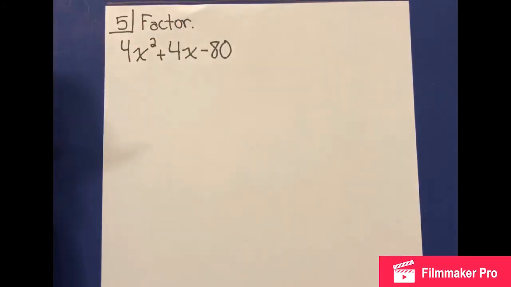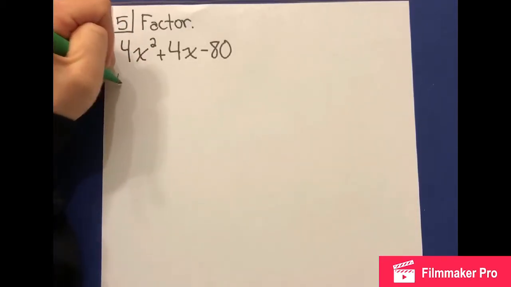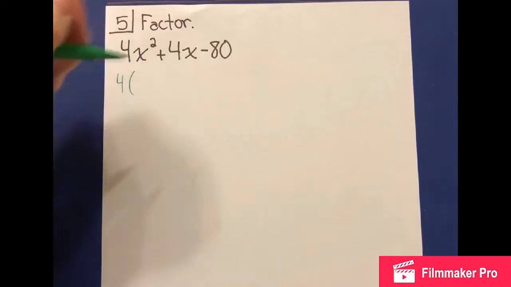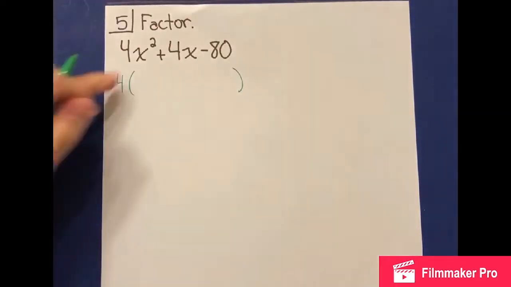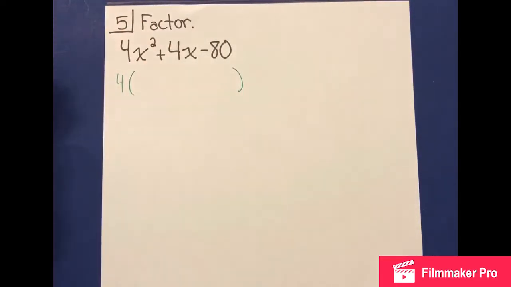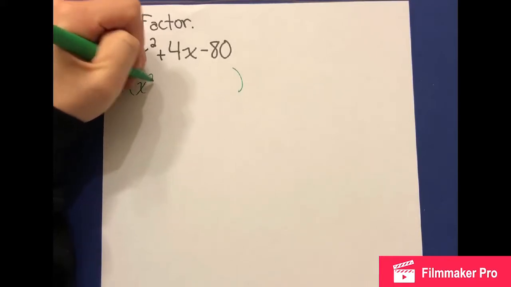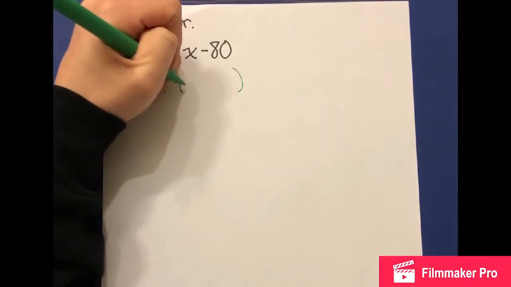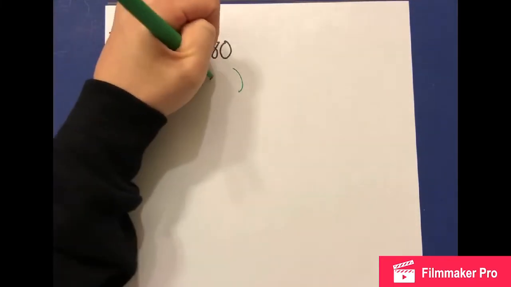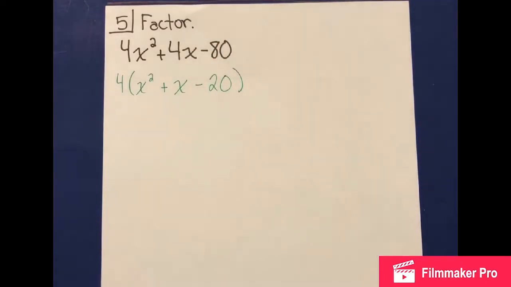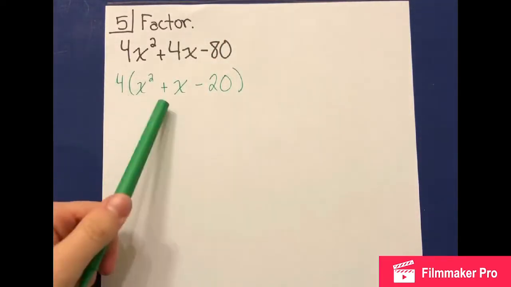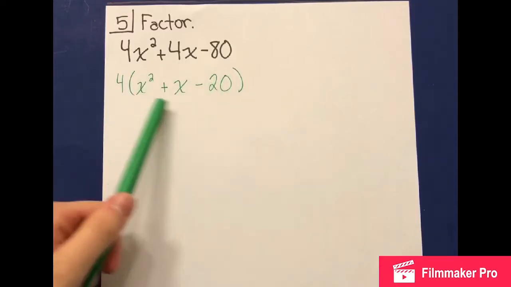Does 4 go into 80? Yes, it goes into it 20 times. So I'm going to factor out a 4 before I do anything. So put the 4 on the outside and see what's left over. I have x squared plus, that would just be 1x, minus 20. Can't do anything with the 4 as of right now. However, I look inside, I can factor this.